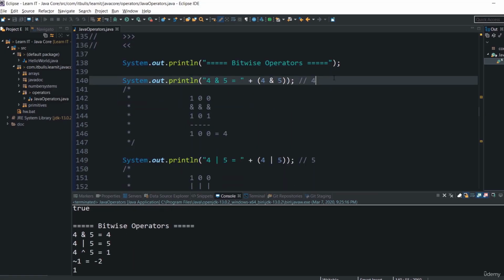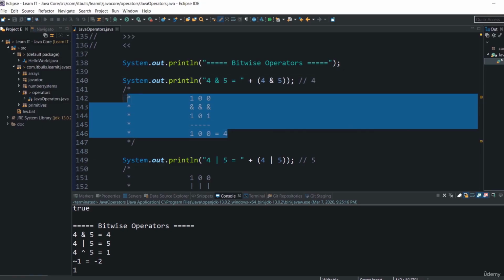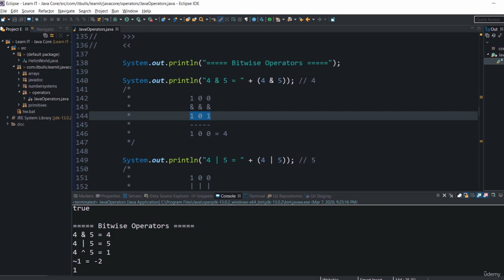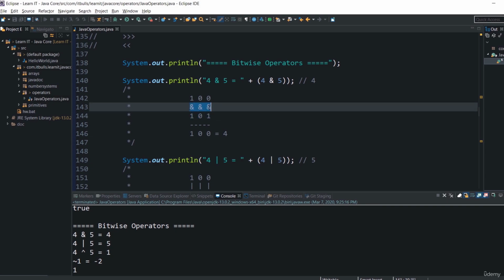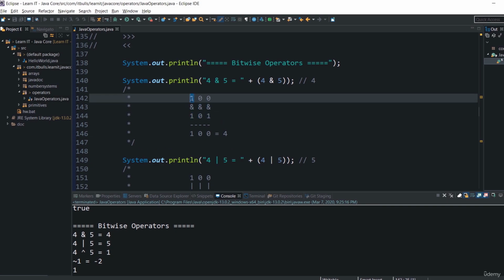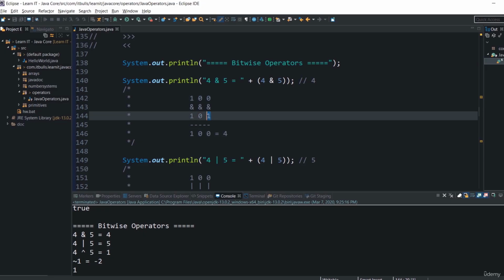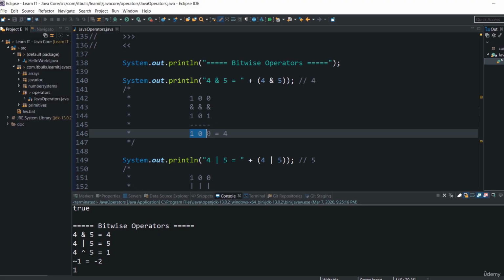To visualize how binary AND operator works, I put in comments here binary representation of 4 and 5. This is 4 in binary format and this is 5. AND is applied to each pair of bits in the number. Let's treat 1 as true and 0 as false. True and true will be true. False and false will be false. False and true is false. And this number in decimal format is 4. That's why 4 and 5 equals 4. Does it make sense now?